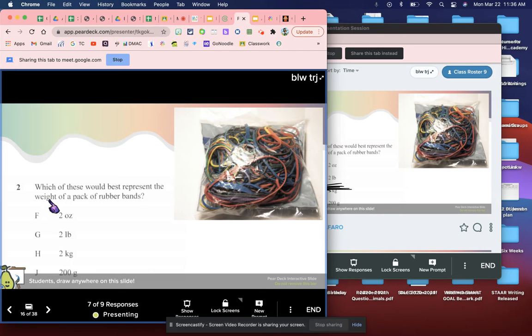What do we use in the United States? Ounces, pounds, tons. So what would be my answer? Ounces or pounds, not kilos and not grams. Is it 2 ounces or 2 pounds? 2 ounces, right? Like dos pedacitos de pan. 2 pounds is too heavy. It's like 2 chickens. So the correct answer would be 2 ounces.